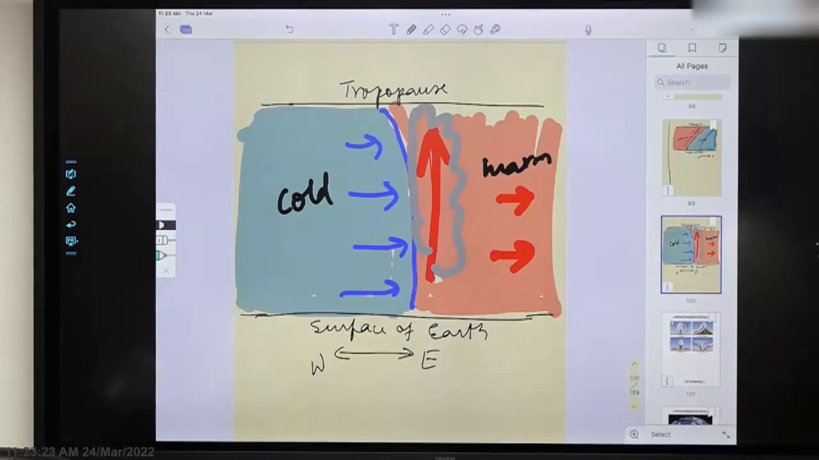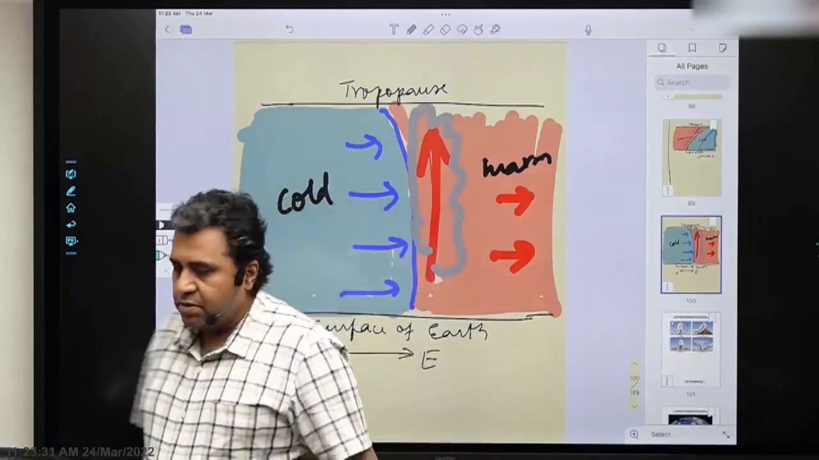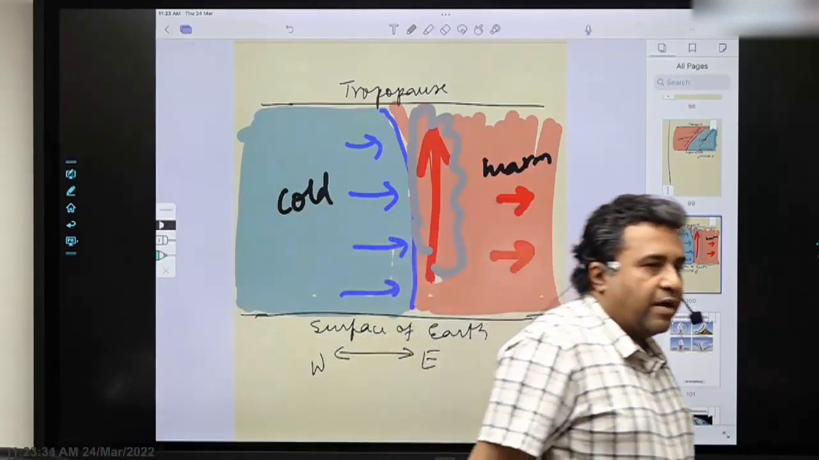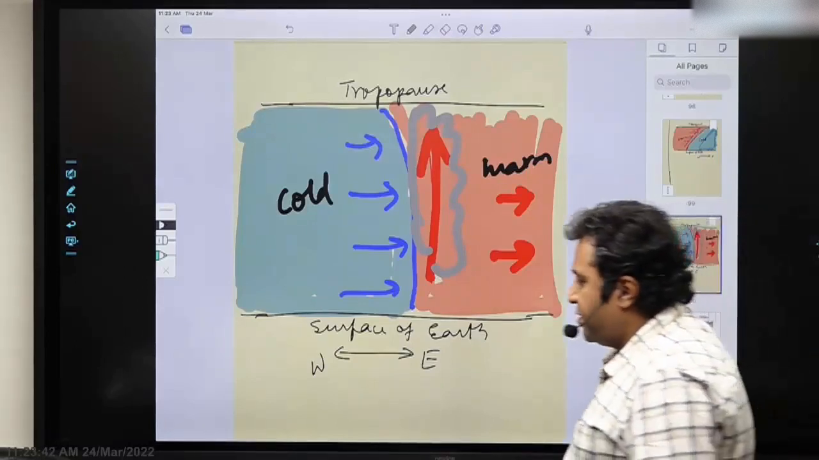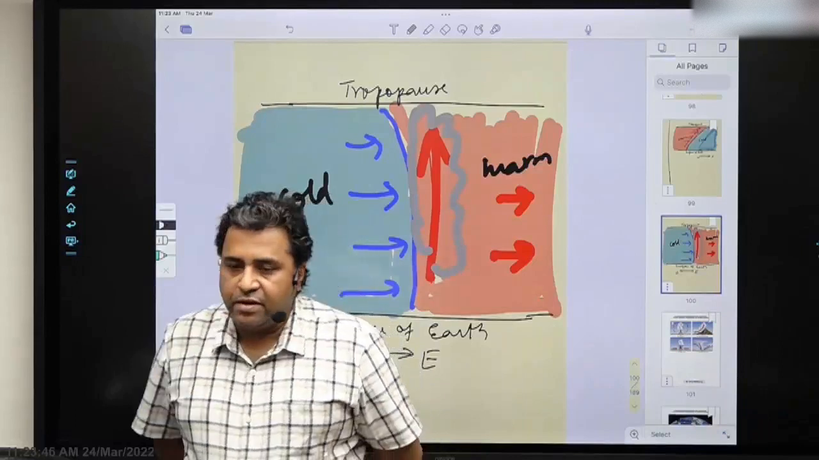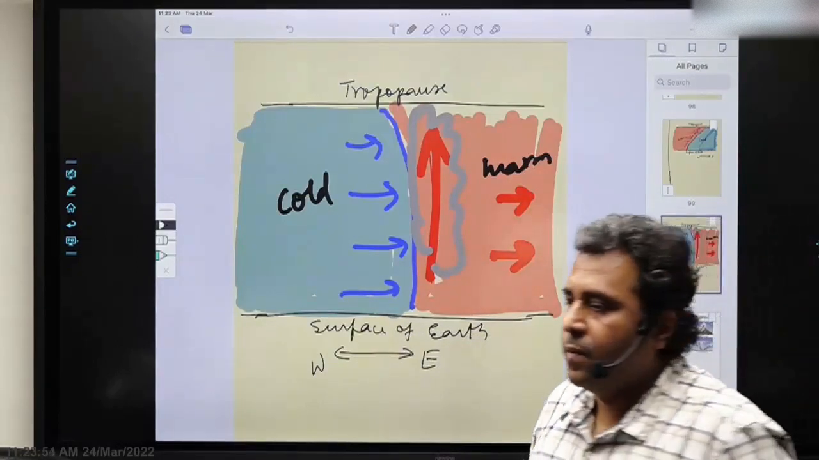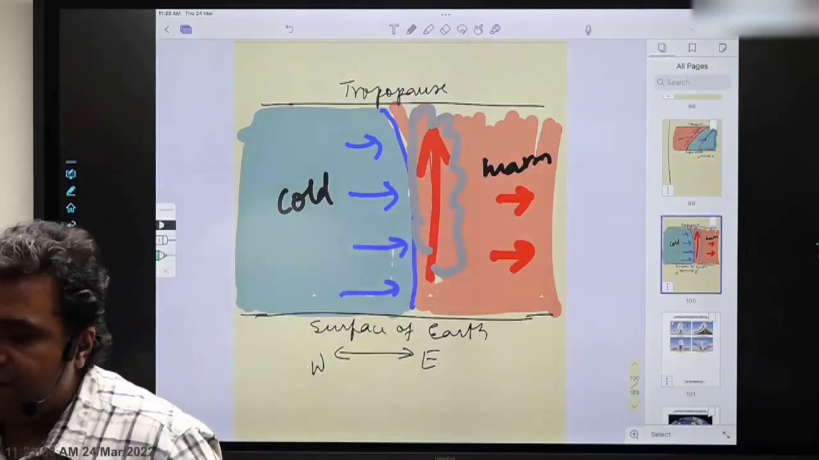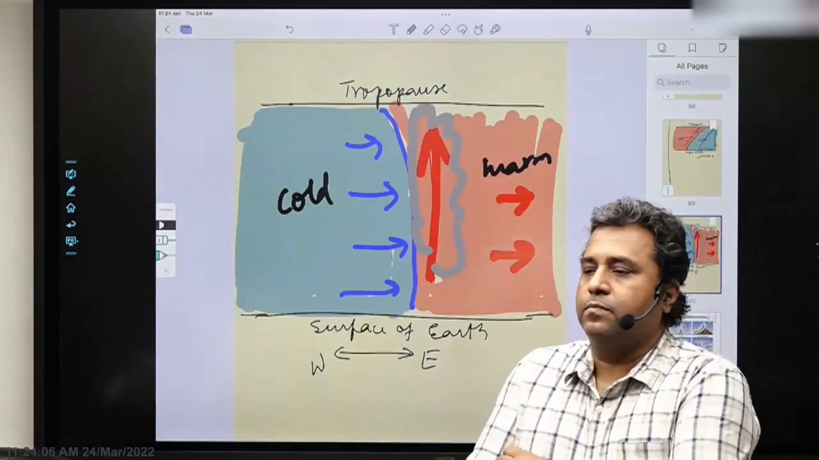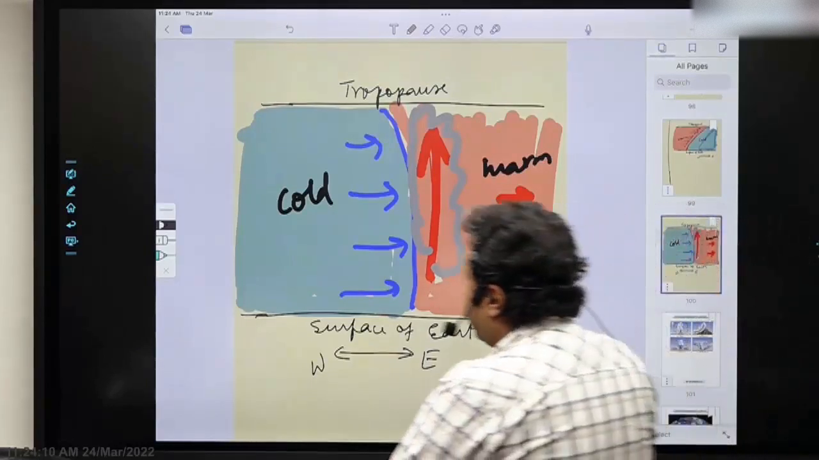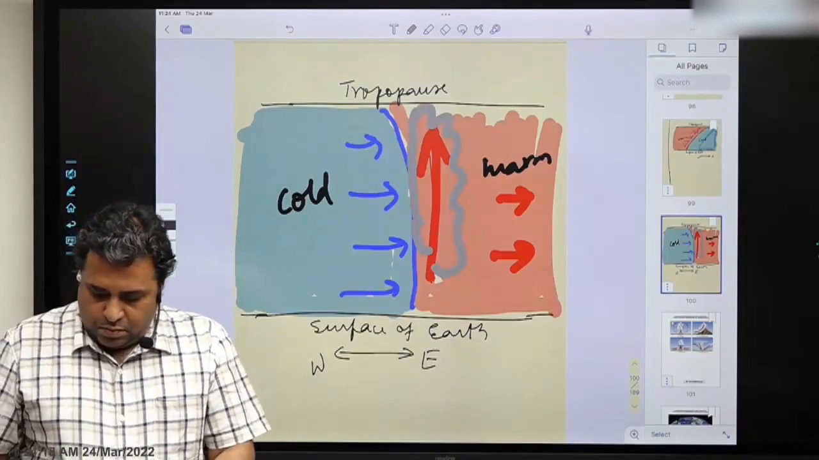Full stop. Here also we find low pressure, cyclonic inward spiraling winds, rising warm air, clouds and rain, and hence it is known as cold front cyclone. Cold front cyclone.